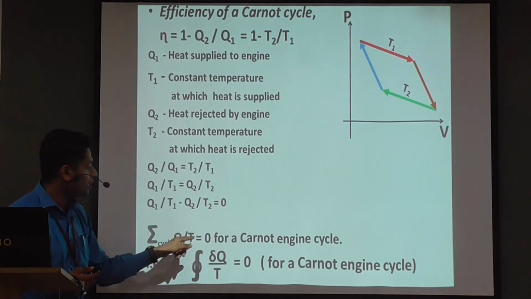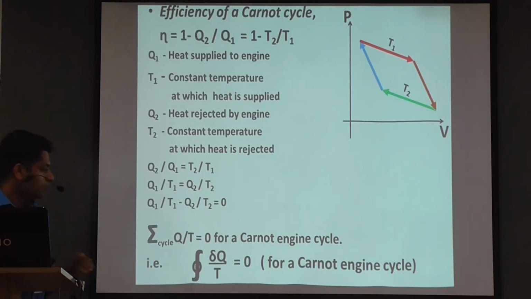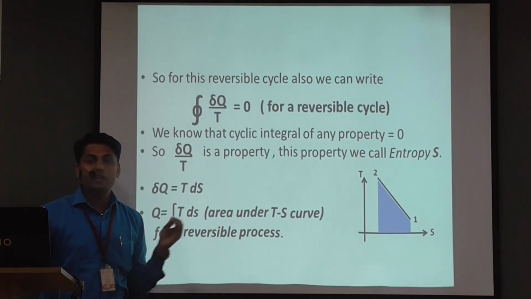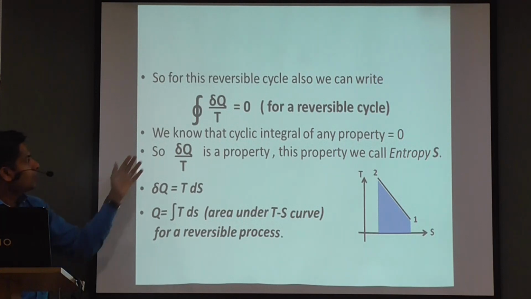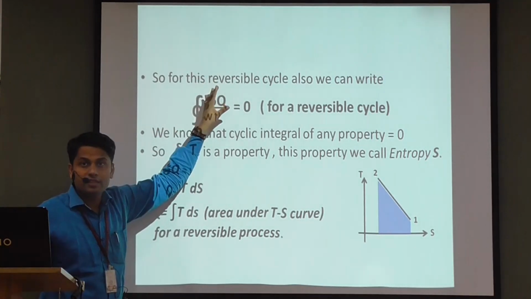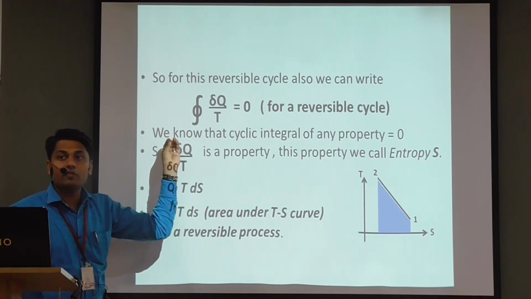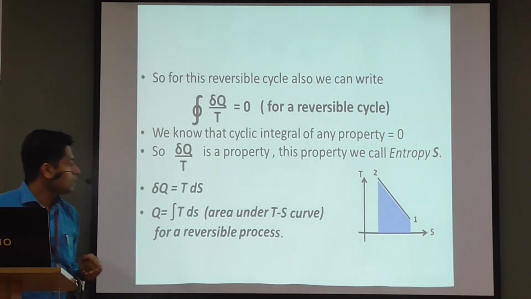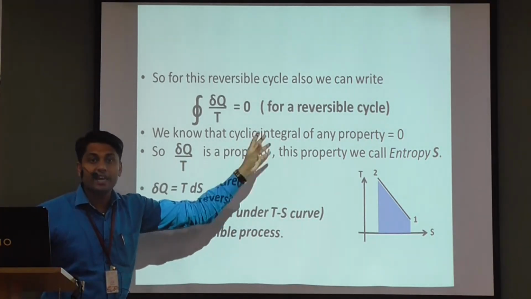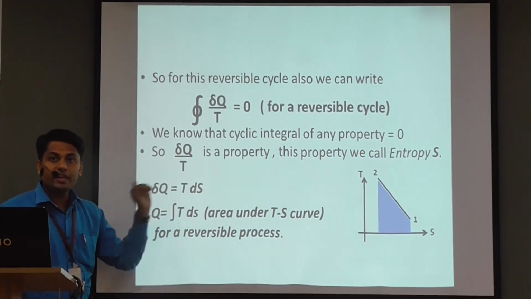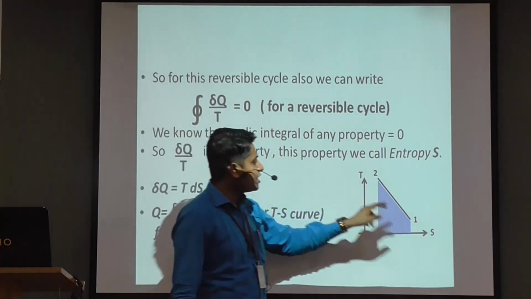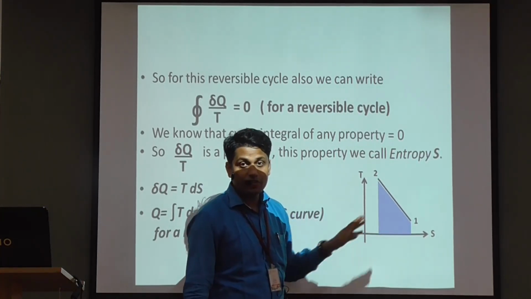The cyclic integral of Q by T will be equal to 0 for a Carnot engine. That is, the closed integral of delta Q by T will be 0 for a Carnot engine. As you know, the Carnot engine is a reversible cycle. So this closed integral of delta Q by T equal to 0 implies that delta Q by T is a property, since for any property the closed integral will be equal to 0 for a reversible process. This delta Q by T is known as a new property which is called entropy, which is represented by S. So delta Q by T will be equal to TdS, and Q will be equal to the integral of TdS. That is, the area under the TS diagram will always be the net heat transfer.